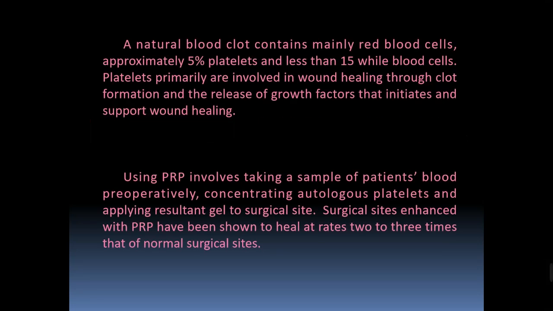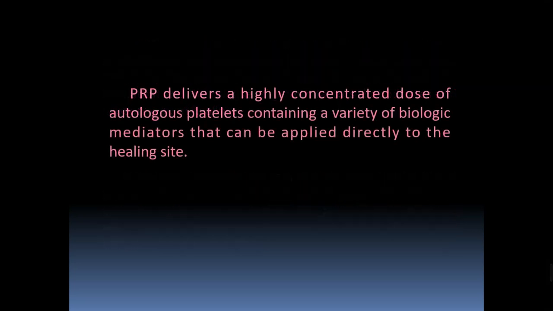Now, the next is platelet-rich plasma. A natural blood clot contains many red cells, approximately 5% platelets, and less than 1% white blood cells. Platelets are primarily involved in wound healing through clot formation and the release of growth factors that initiate and support wound healing. Using PRP involves taking a sample of the patient's blood preoperatively, concentrating autologous platelets and applying the resultant gel to the surgical site. Surgical sites enhanced with PRP have been shown to heal at rates 2 to 3 times that of normal surgical sites. PRP delivers a highly concentrated dose of autologous platelets containing a variety of biologic mediators that can be applied directly to the healing site.